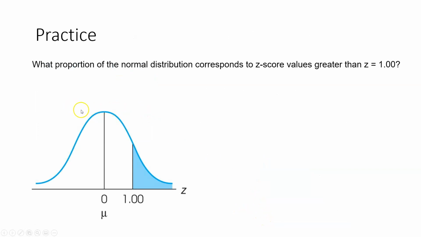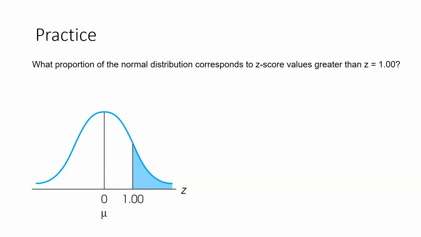Let's practice with a couple more. Please get out your normal unit distribution and look at the table to figure out the answers to these questions. What proportion of the normal distribution corresponds to Z-score values greater than 1? Pause your video if you need to.